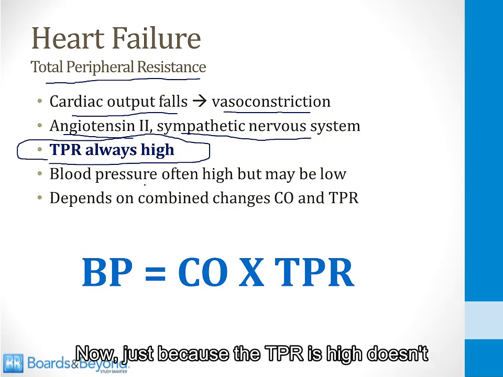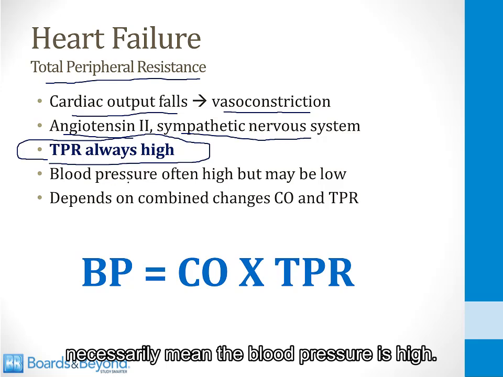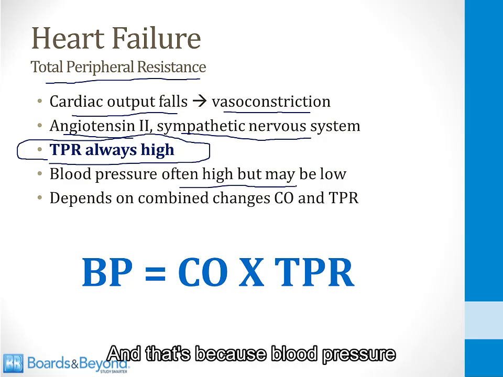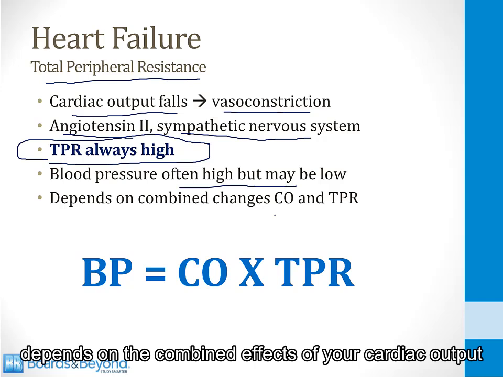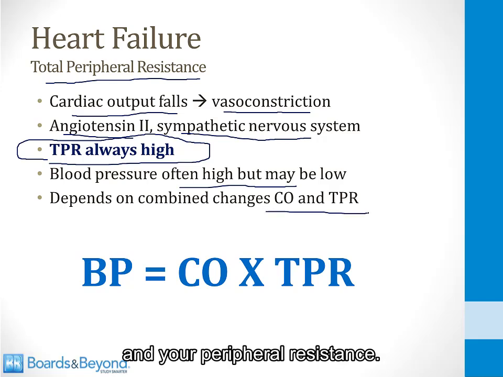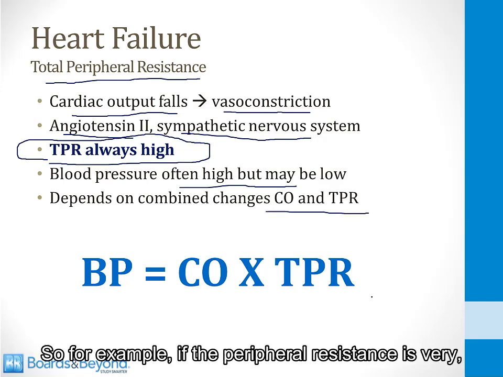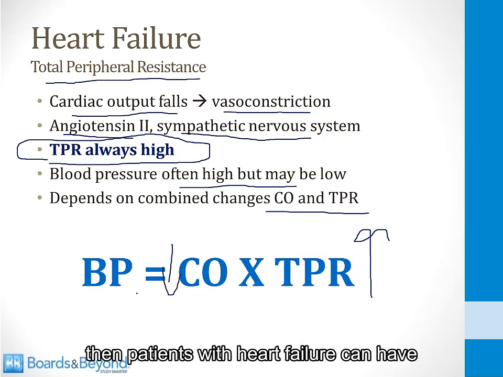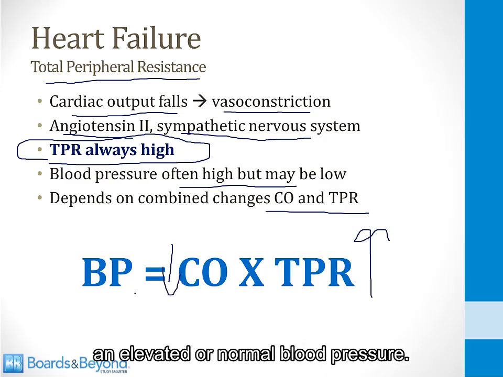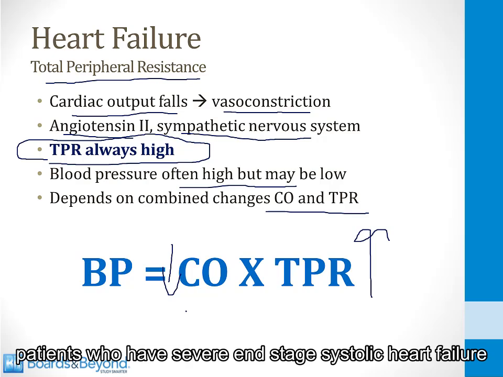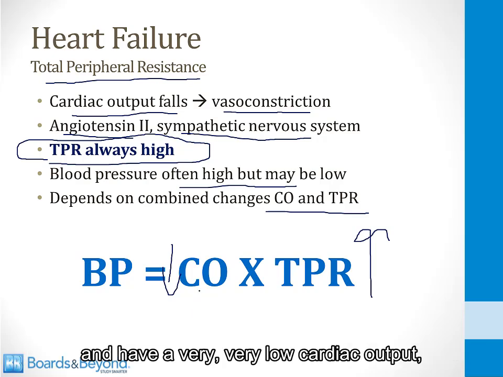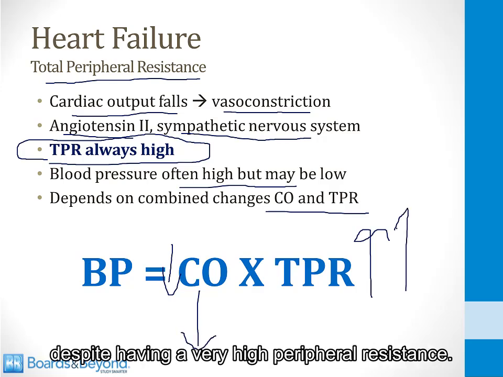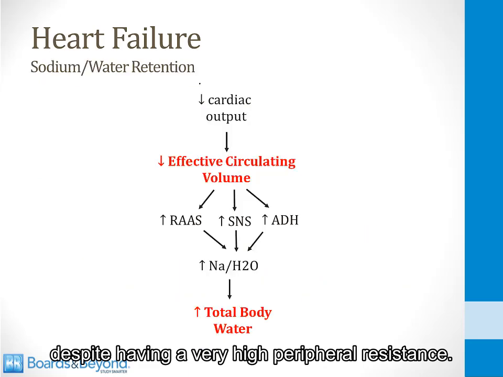Now, just because the TPR is high doesn't necessarily mean the blood pressure is high. Blood pressure in heart failure patients is often high, but it may be low, and that's because blood pressure depends on the combined effects of your cardiac output and your peripheral resistance. So, for example, if the peripheral resistance is very, very high and the reduction in cardiac output is small, then patients with heart failure can have an elevated or normal blood pressure. On the other hand, patients who have severe end-stage systolic heart failure and have a very, very low cardiac output, these patients may be hypotensive despite having a very high peripheral resistance.